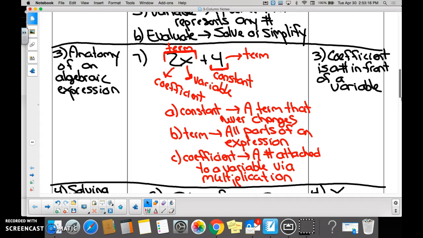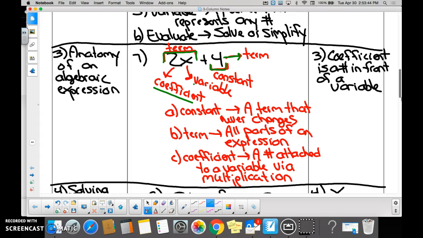So, what is this? Because it can't be anything but 4, right? Yes. Okay. This is also called a term because it is part of the algebraic expression. The other term would be the 2x, right? Yes. And the 2x is made up of what and what?